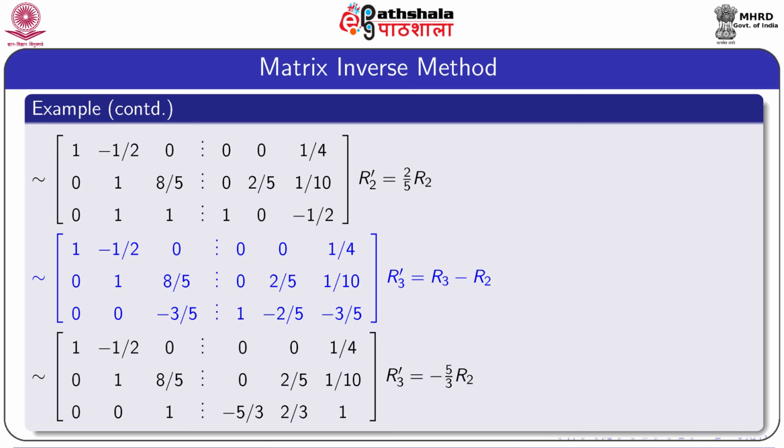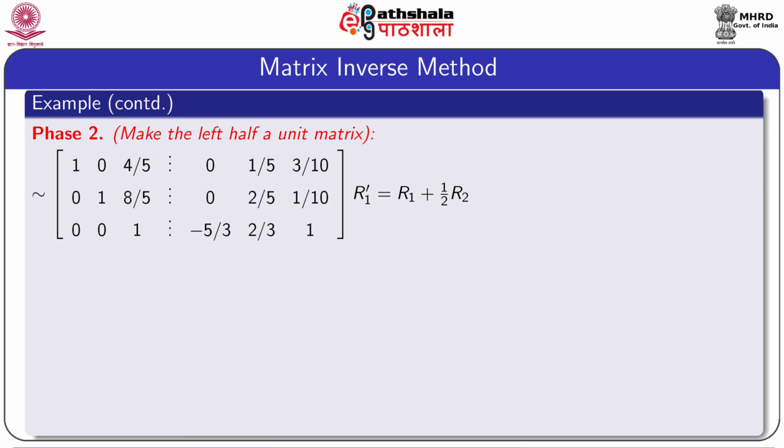Now, we divide the third row by minus 3 by 5 to make the 3 3 element 1. That means, we apply the elementary row operation R3 prime equal to minus 5 by 3 R3. That means, the third row becomes 0 0 1 minus 5 by 3 2 by 3 1. That means, the first part of the augmented matrix becomes upper triangular form. So, phase 1 is finished in this position.